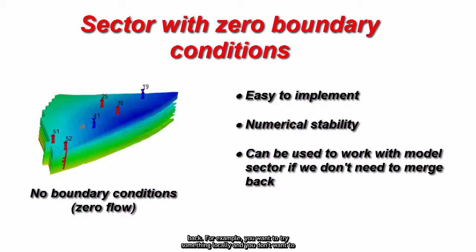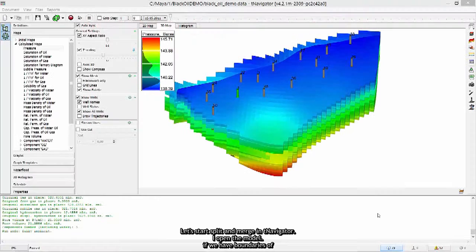Model split technology can be used as well if you don't need to merge the model back. For example, you want to try something locally and you don't want to calculate the full case. So you just define the sector boundaries, split and run it independently. In this case, 0 boundary conditions will be used. Let's start split and merge in tNavigator.